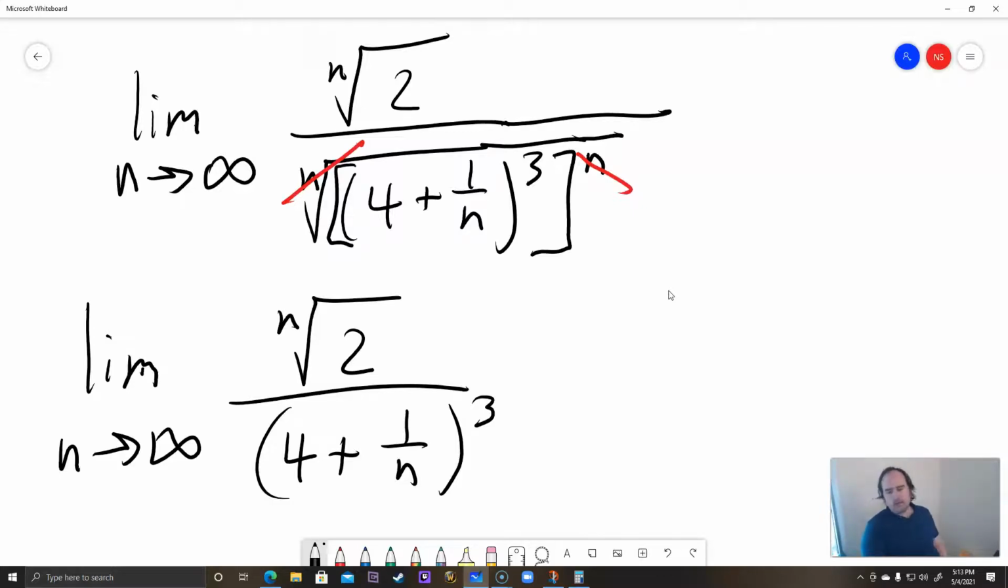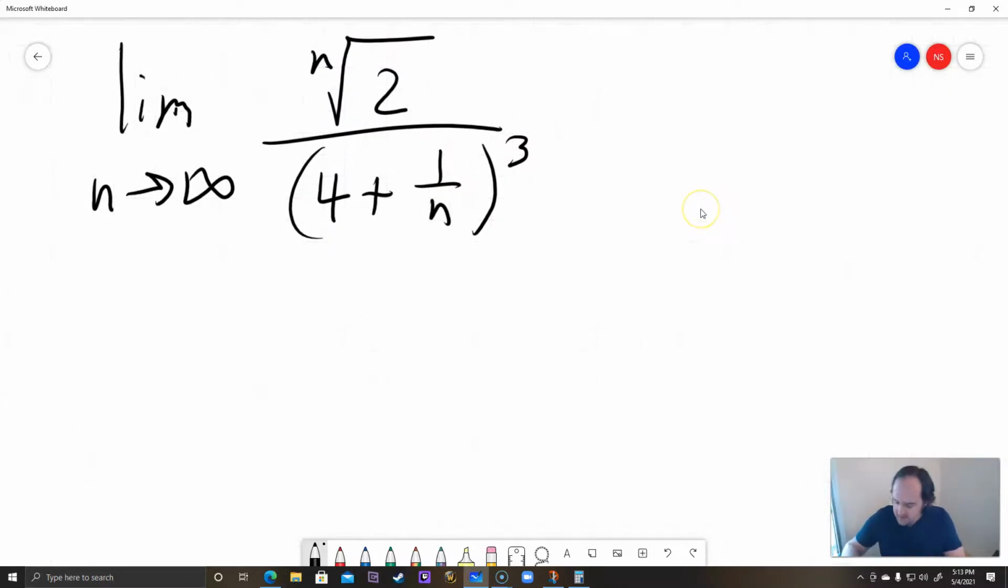Alright, and then for the nth root of 2, what is that one going to go to? And how on earth do we do the rest of the problem? Well, we can plug in infinity down here, and in 4 plus 1 over n quantity cubed, the 1 over n is actually going to go to 0. So that's the easy part. So let's look at that first. The 1 over n goes to 0 because n is going to infinity. But then the question is, what does this nth root of 2 go to?